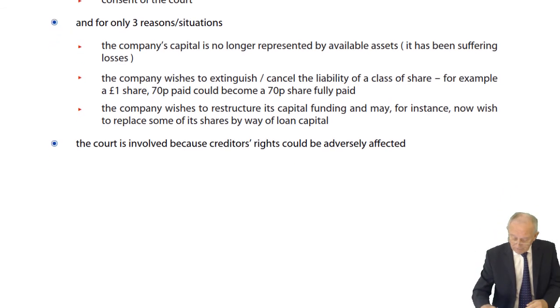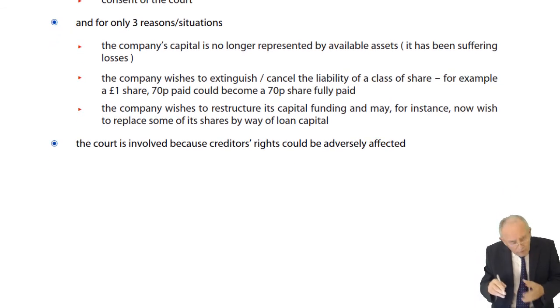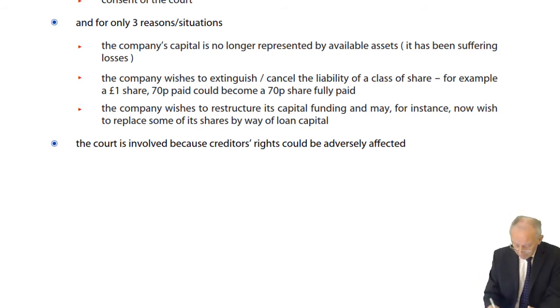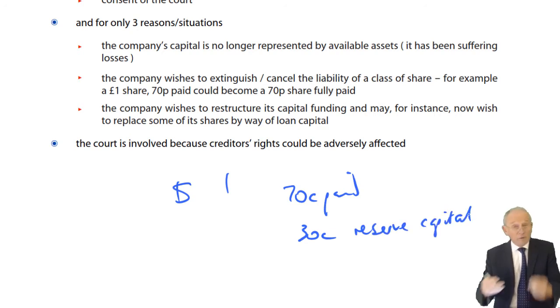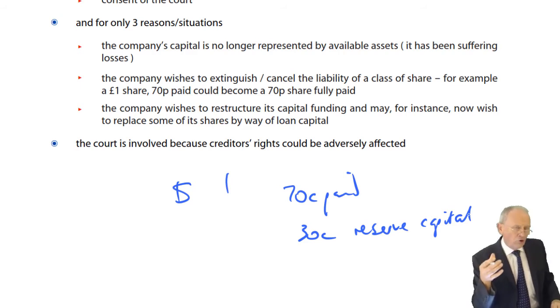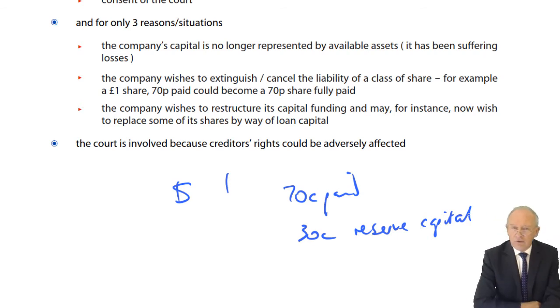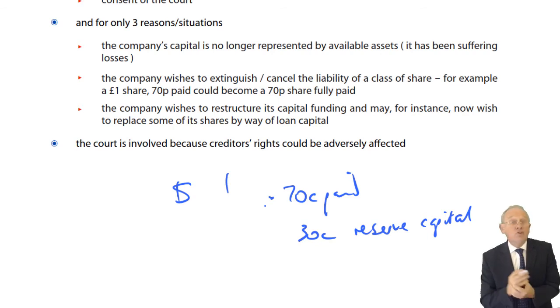The second possibility is where we want to extinguish, and this is the one that affects creditors, what is called reserve capital. If we've got a $1 share and it's 70 cents paid, then that 30 cents is called reserve capital. If you're a shareholder and you've got 1,000 of these shares, you've got a 300 liability hanging over your head. At any time, the company can come along to you and say, we're going to call up this extra 30 cents that you owe us because you've only paid us 70 cents on this $1 share. Not just you, all the shareholders, can be asked to pay this reserve capital into the company.